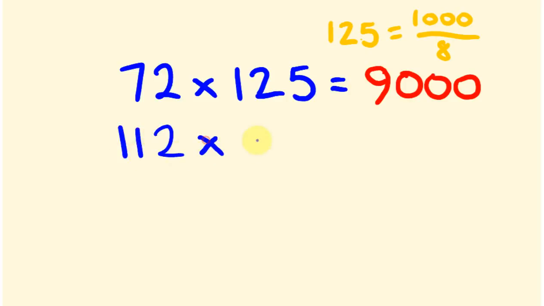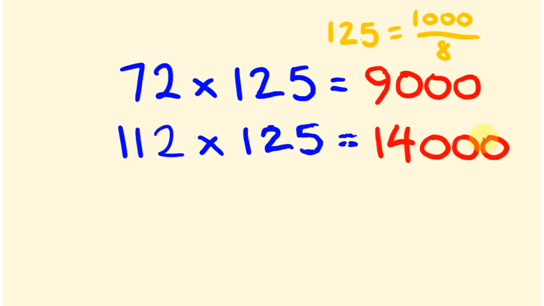Okay, what about a bigger number now? 112 times 125. Well, what's that equal? What we're going to do is divide our number here by 8. So 112 divided by 8. Hopefully you're going to get the answer of 14. And we're going to put 3 zeros on the end, so 14,000.